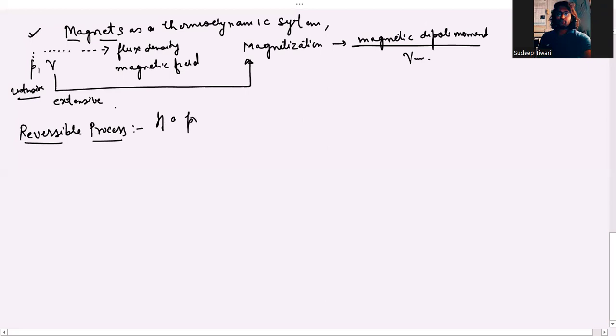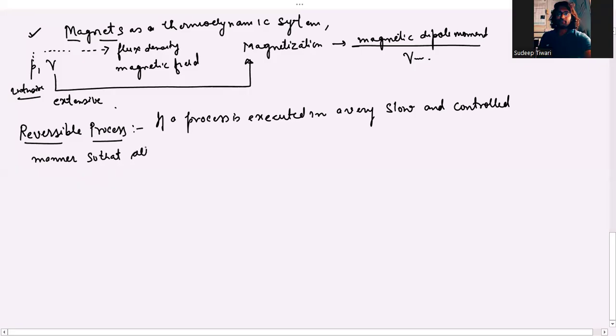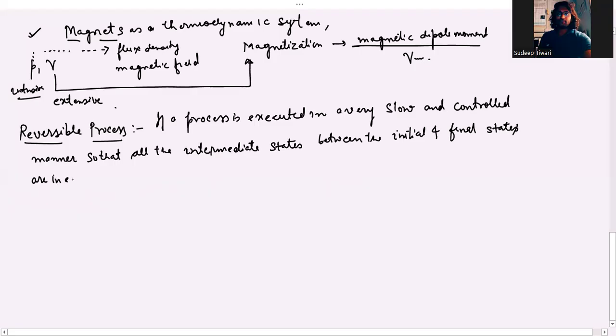Okay, so if a process is executed in a very slow and controlled manner, such that all the intermediate states between the initial and final states are in equilibrium.